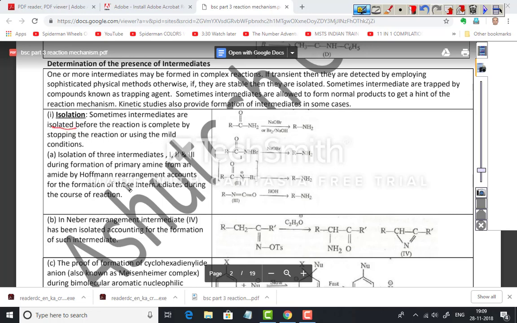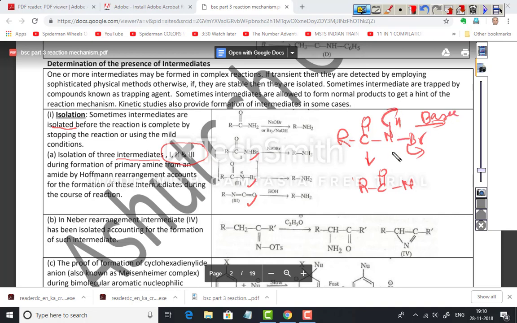Say we take this example, isolation of three intermediates, 1, 2 and 3. This is a Hofmann rearrangement. We all know what happens over there. It becomes something like R C double bond O N H Br, and then this goes off, and we have something like R C double bond O N. In fact, first of all, the base takes away this proton, so we have formation of this. It goes like this.